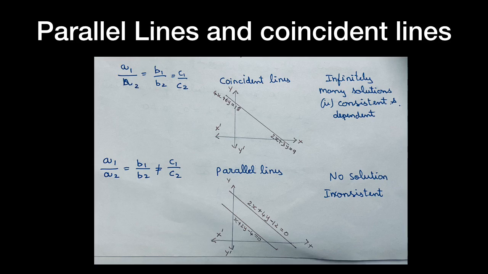Next, parallel lines. Here, the ratio of the coefficients a1 divided by a2 is equivalent to b1 divided by b2 is not equivalent to c1 divided by c2. If you find the equations to have this type of coefficients ratio, then it is said to be parallel lines. That is, these lines are not at all going to intersect in the graph, and hence we will not have any solutions out of these two equations, and we can also specify the system to be inconsistent.